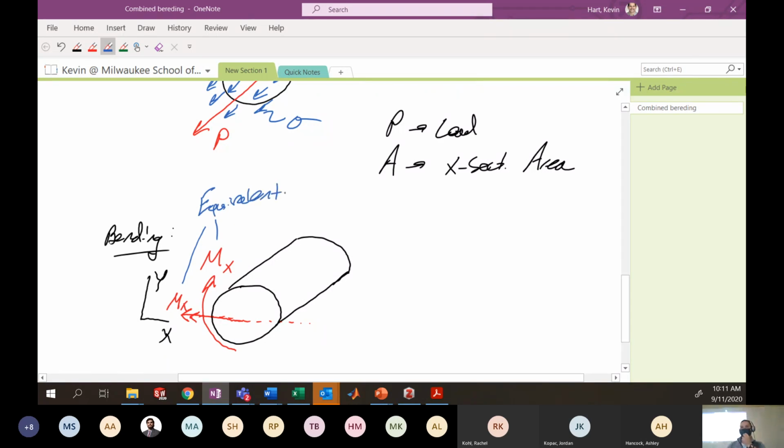So pictorially, you might see it as this curved arrow, or I'm going to generally stick to the double arrow, where this is emanating from the center of the cross-section. Both of these things would generally be equivalent in a pictorial representation.